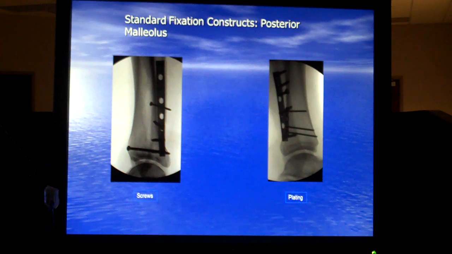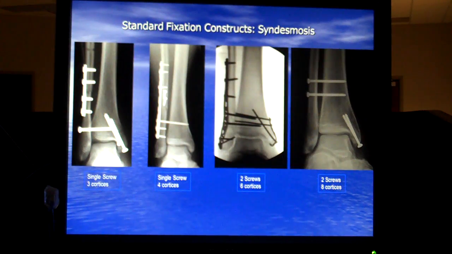Okay, so how do you fix posterior malleolar fragments? I just use cannulated screws, but Doug uses the posterior plate. Next time you do one, I do screws. You do screws too? Posterior ones, yeah. When you're going to do a posterior plate, tell me, I'd like to see it if I'm around.